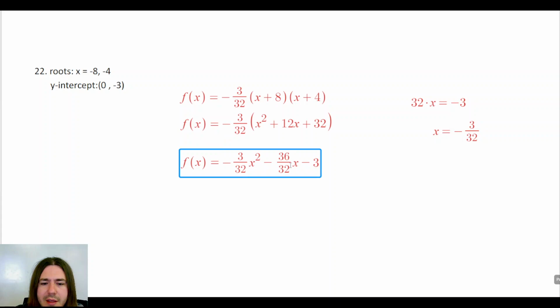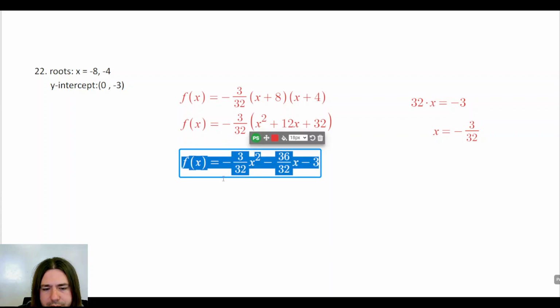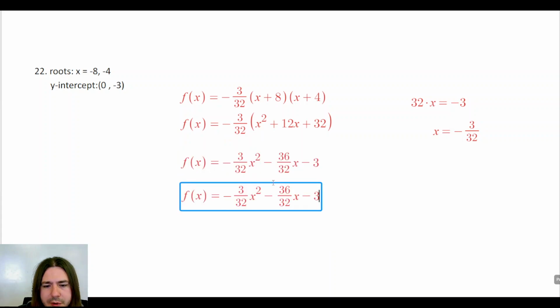Now, if I want to reduce this, I don't think the first coefficient can be reduced, but the second coefficient, let's see, these are both even, so we can at least divide by 2, so 18 over 16. And I guess we could divide them both by 4 from the beginning. So we could do that again and say 9 divided by 8. I think that's right. And so here is our function. It's got the correct zeros, it's got the correct y-intercept, so we should be good there.